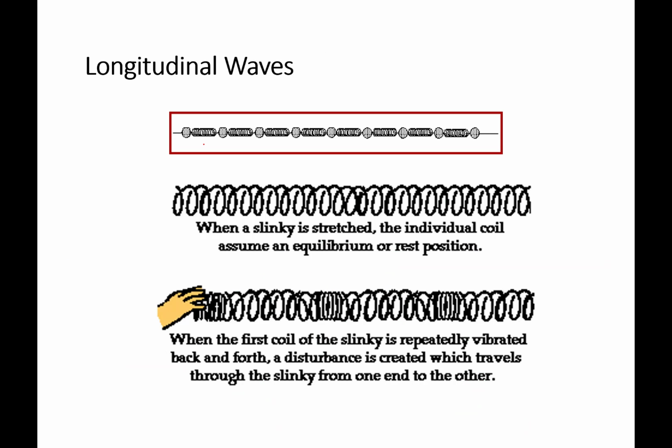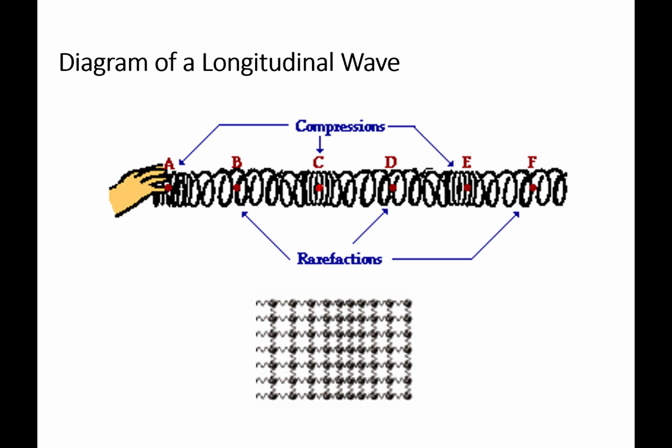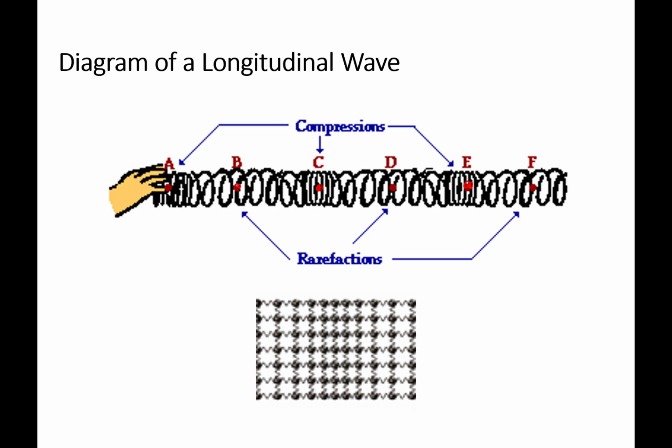Longitudinal waves occur when our disturbance oscillation is parallel to the motion. So we oscillate our slinky to the right, and the wave travels to the right as well. When we oscillate a slinky this way, we get parts that are compressed and parts that are stretched out. We call the compressed parts of a wave compressions. Pretty easy to remember. And the stretched out parts are called rarefactions.